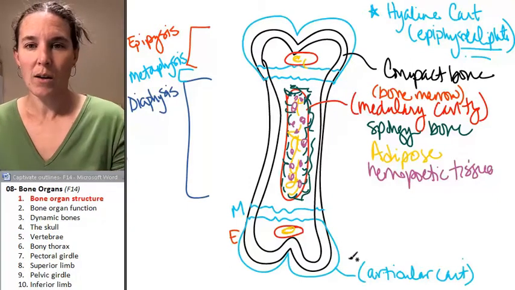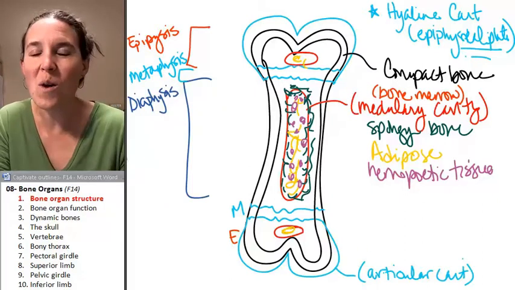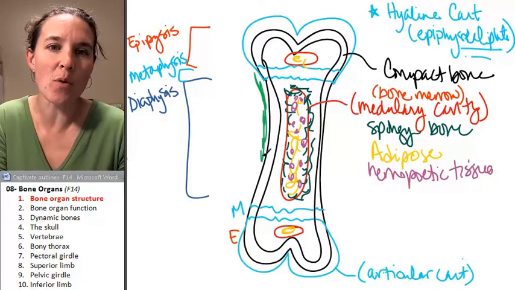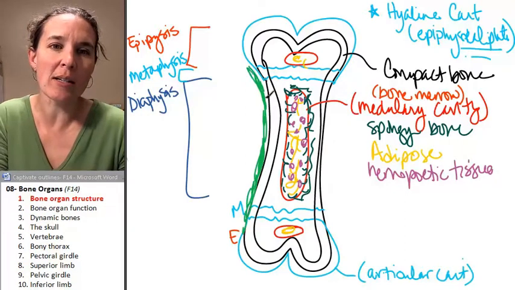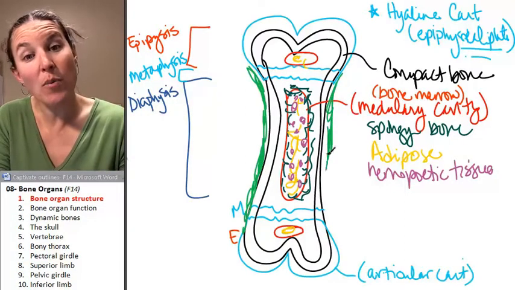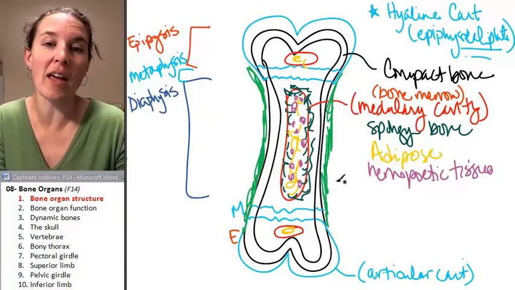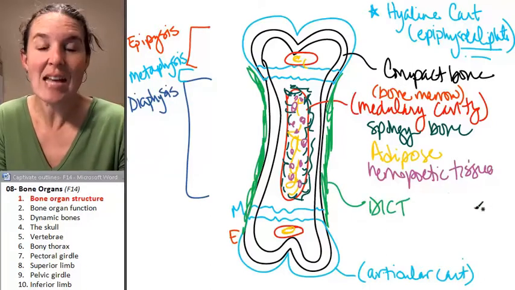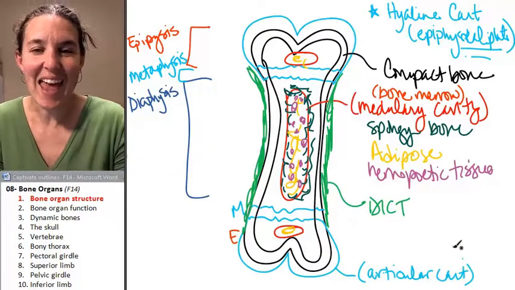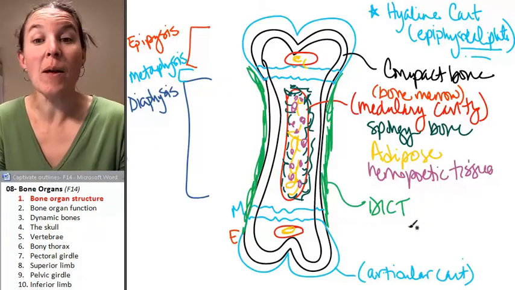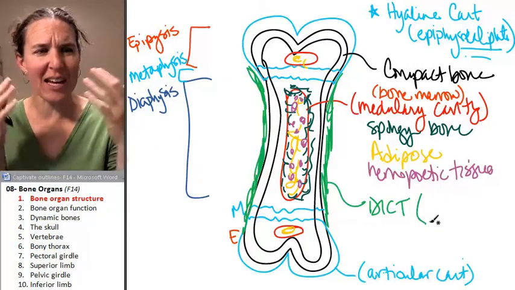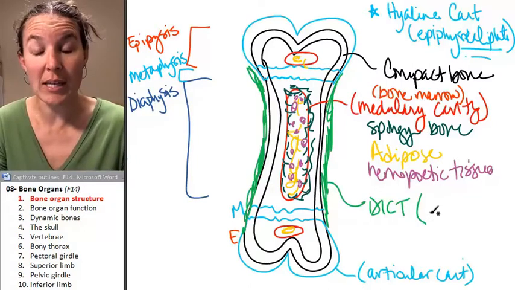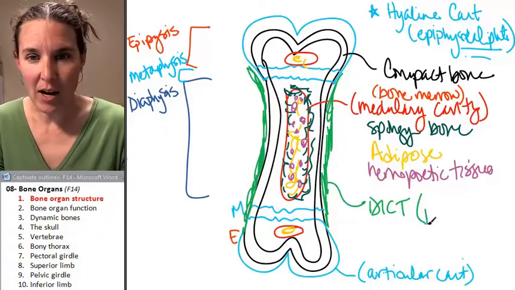All right. What did we say last time that our entire bone organ was surrounded with? Or bone tissue is surrounded on the outer edge by what kind of tissue? Dense irregular connective tissue. And dense irregular connective tissue forms a structure that's like a sock around the outside of my long bone. The structure that it forms is the periosteum.